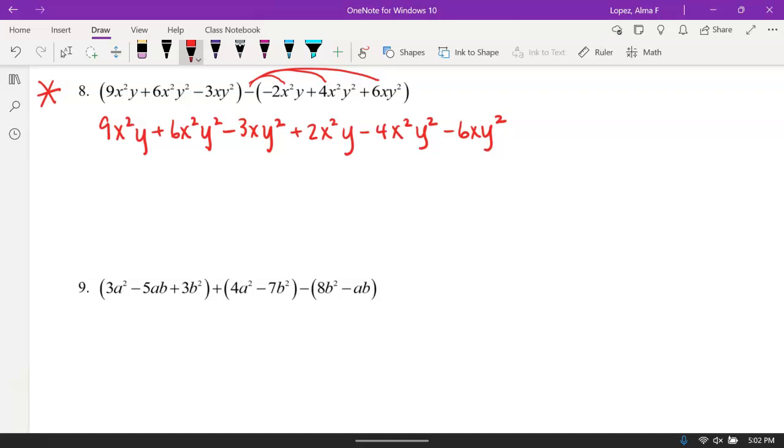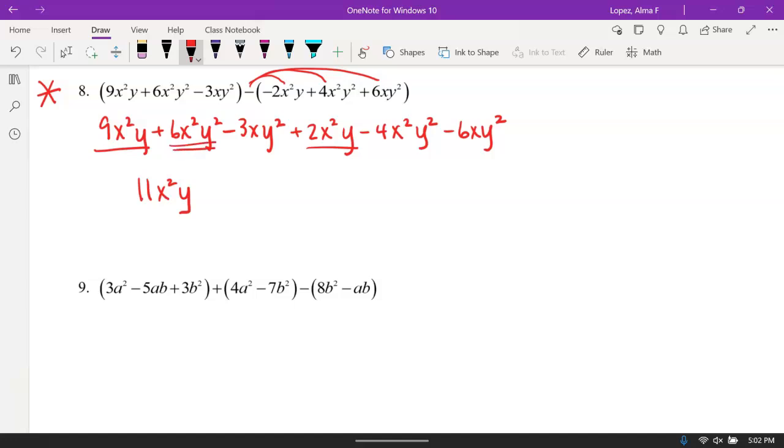All right, now when you have stuff that looks like this, it's kind of hard to know what order they're in. So my rule of thumb is always just go left to right. There's an x squared y. There's an x squared y. Those are the only ones that have x squared y. So 9 of them and 2 of them makes 11 x squared y's.